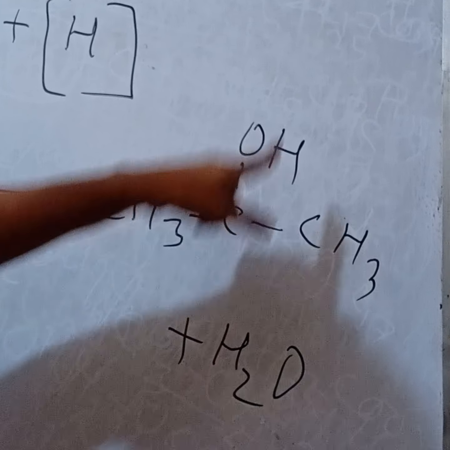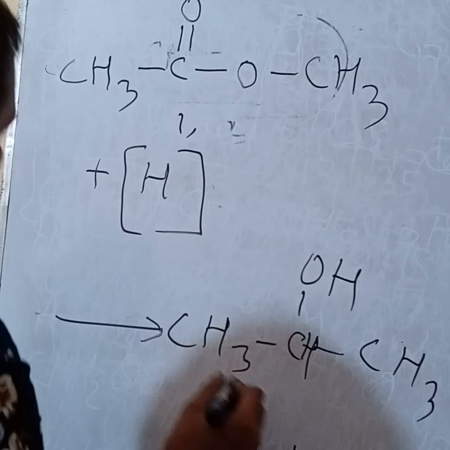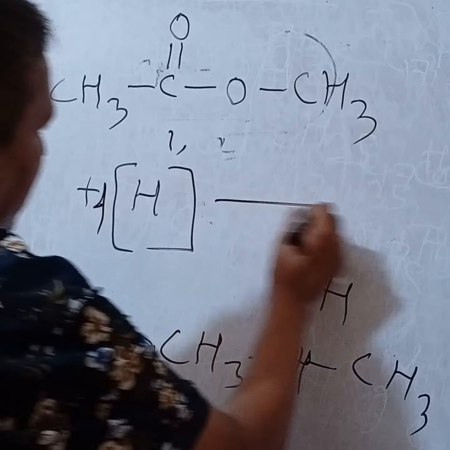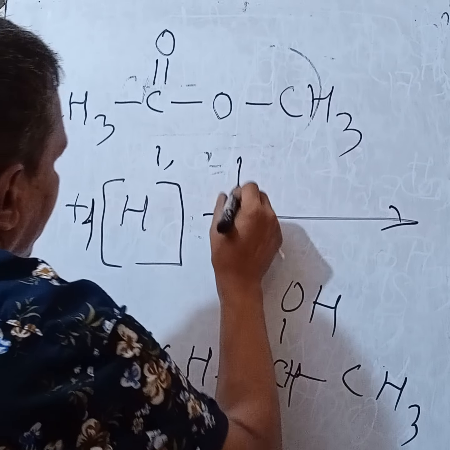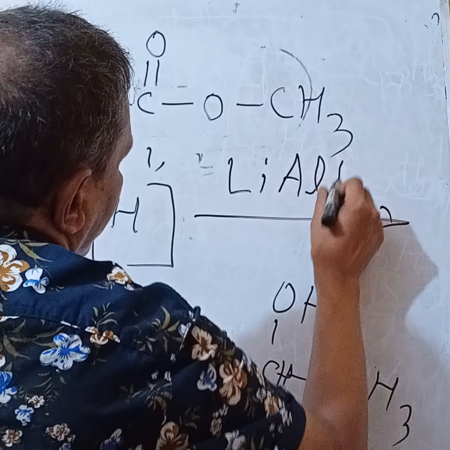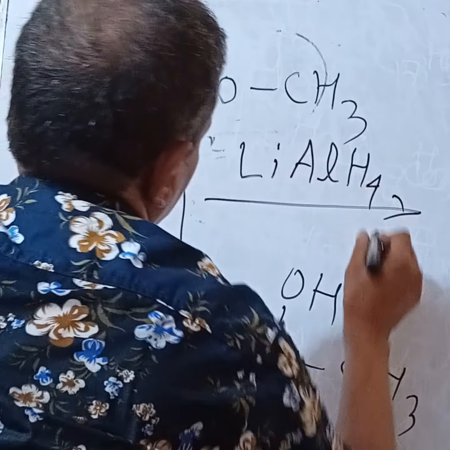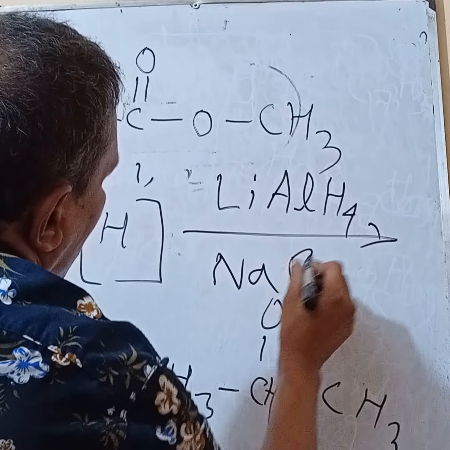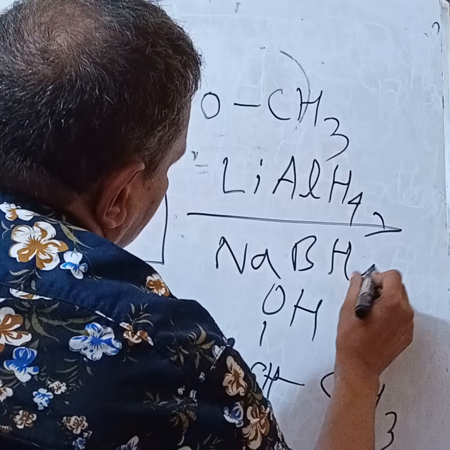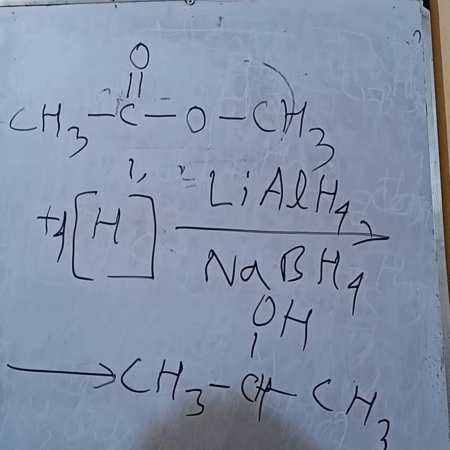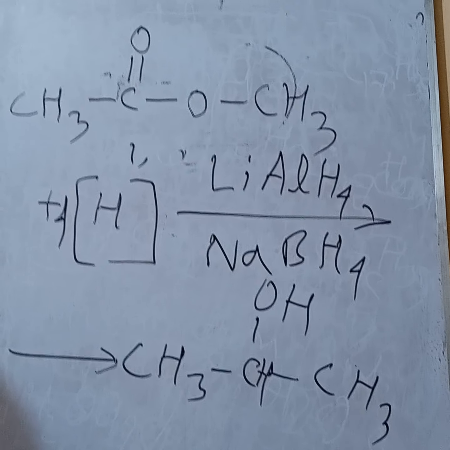One hydrogen, two hydrogen, three hydrogen, and there needed four hydrogen. For this reason, we need lithium aluminum hydride or sodium borohydride. It is a hydrogenation, and it is a reduction.